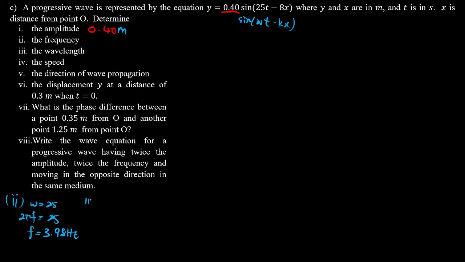And then for question 3, we want to find the wavelength. So how do you get your wavelength from k? For the constant k here, because k is equal to 2 pi over lambda. So we know that k is equal to 8 from the equations. So k is actually 2 pi over lambda equal to 8. So your lambda will be equal to 0.785 meter.